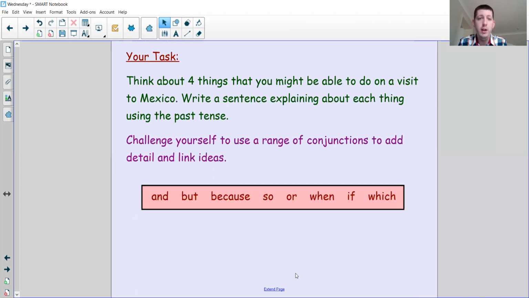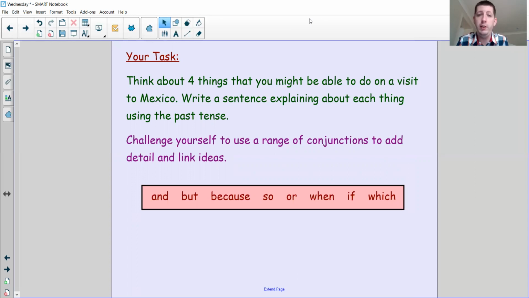Remember, you've got 4 sentences to write, so you could write one simple sentence with no conjunction at all if you want to. But for the other 3 sentences, try to use a different conjunction each time. You don't really want to have 4 sentences all using the word and or all using the word because. That won't show off how good you are at your writing. But if you do use a range of conjunctions, it shows that you're really good at linking your ideas and it makes your ideas flow really nicely.